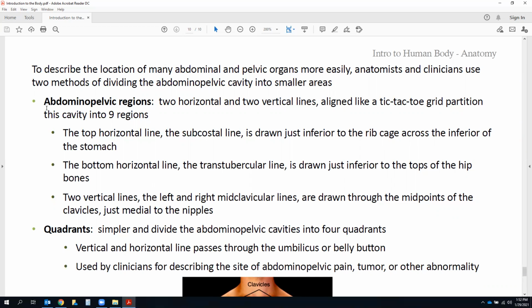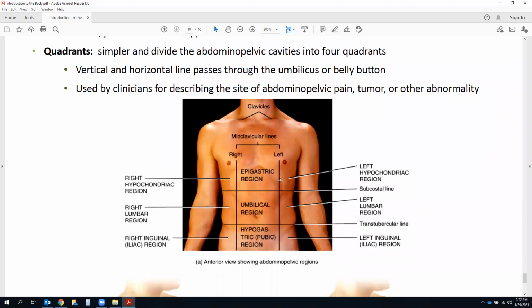The more sophisticated method is what we call the abdominal pelvic region method, where you create essentially a tic-tac-toe grid over the abdomen, with two vertical lines, called midclavicular lines because they run right down the middle of the clavicle. So they would be just medial to the nipples. And then a couple of horizontal lines. The subcostal line runs just below the ribs, since costal always refers to ribs, and then the transtubercular line runs right at the top of the hip bone points.